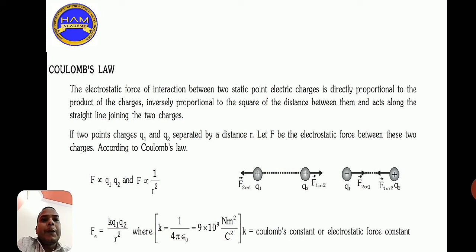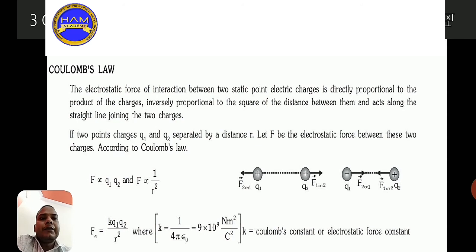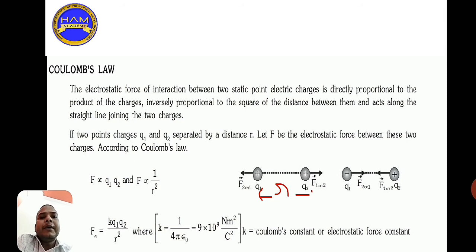How? Suppose there are two charges here, Q1 is one charge and Q2 is another charge. If the two charges are separated by a very small distance, say small r, then you can find the electrostatic force. This is Coulomb's law. So how can we calculate the electrostatic force?